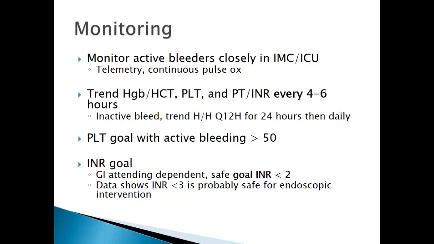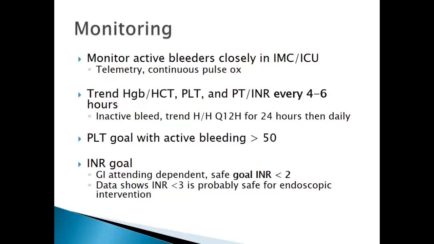As far as INR goals, with cirrhotics this is completely different because they can be prothrombotic or coagulopathic with a high INR. But with non-cirrhotics, where you can believe the INR, the goal is a little bit GI attending dependent for when we would feel that we can safely scope them, but a safe goal is 2.